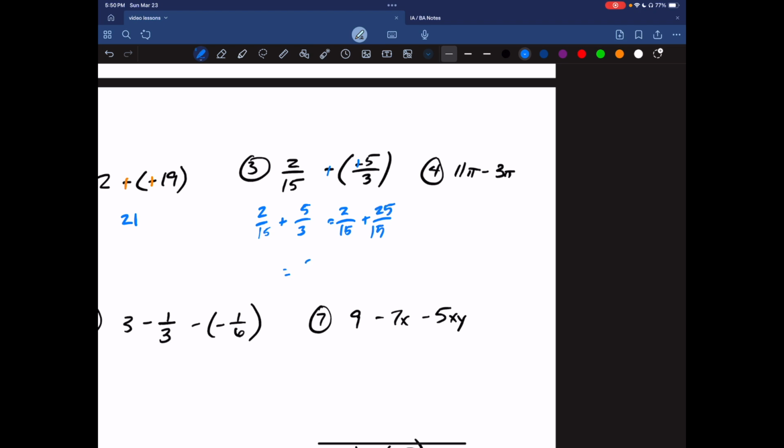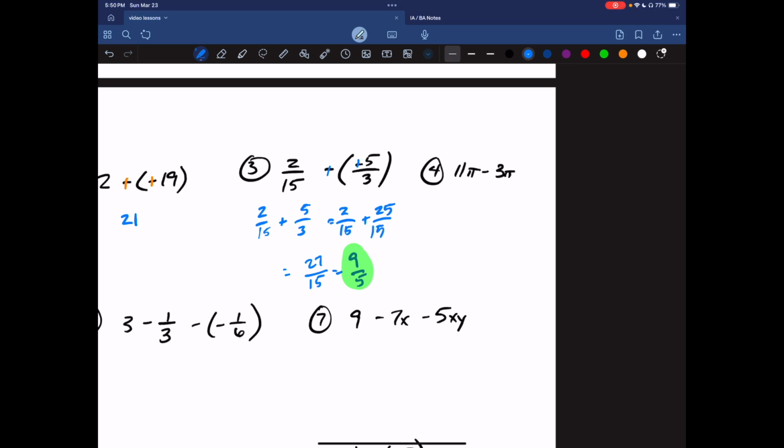All right, that's going to be 27 over 15, which I can reduce. 3 goes into both of those. 3 goes into 27 9 times. 3 goes into 15 5 times. So there's that.